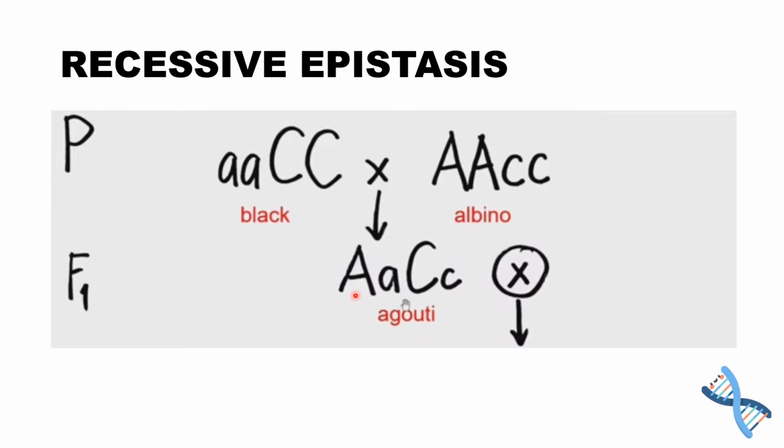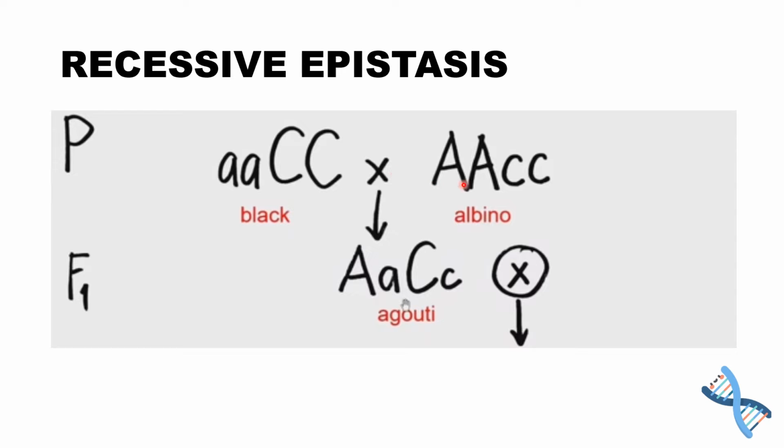So here, you have the crosses. Remember earlier, the recessive a will dictate the color black. Now, the dominant C will dictate the color expression. So, meaning, this gene pair will express the color black.